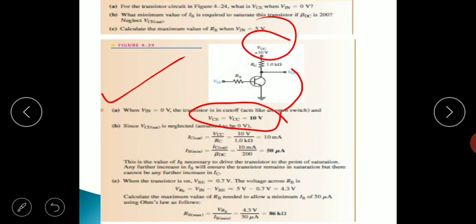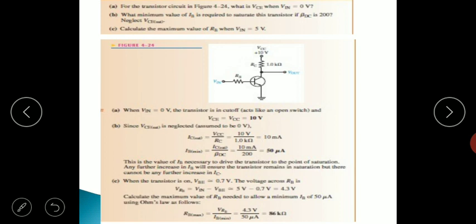VCC is equal to 10, so VCE is also equal to 10 volts, right? The first example is over. VCE is equal to 10 volt because VCC is 10.